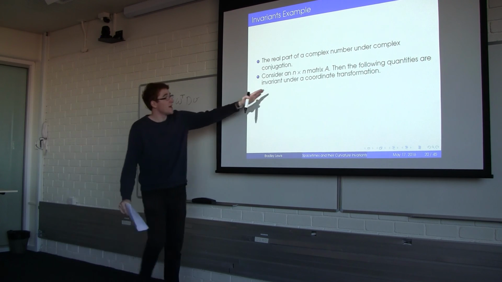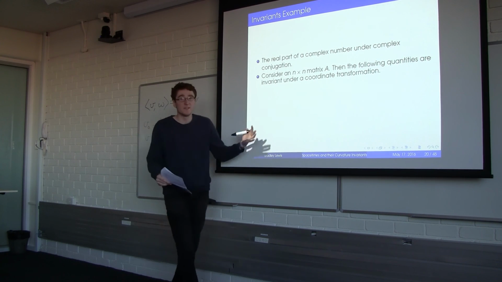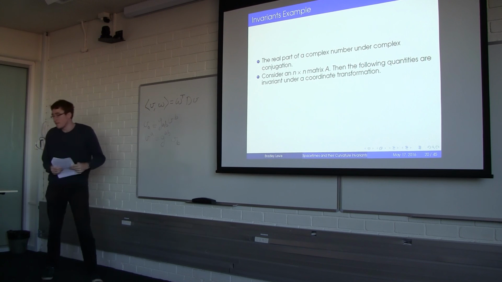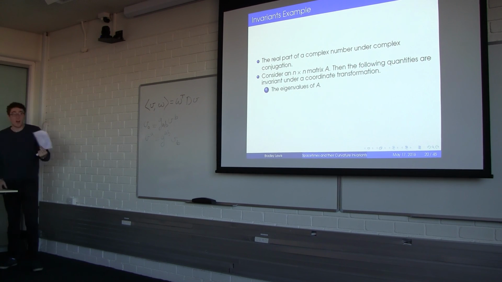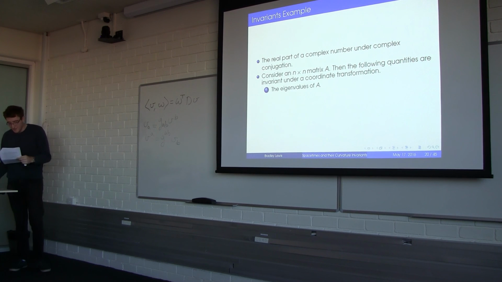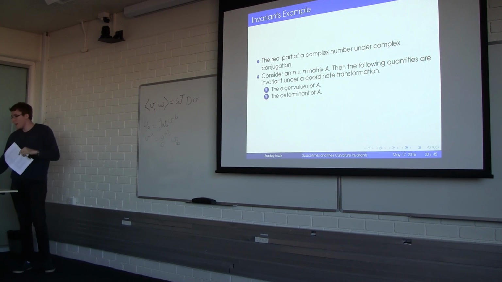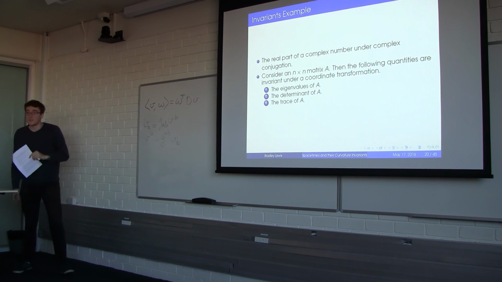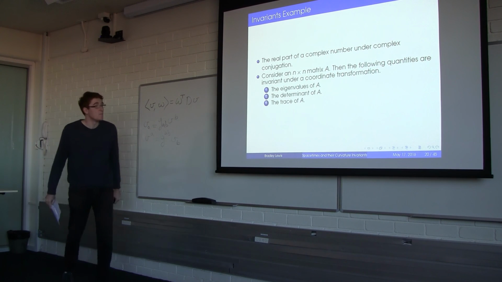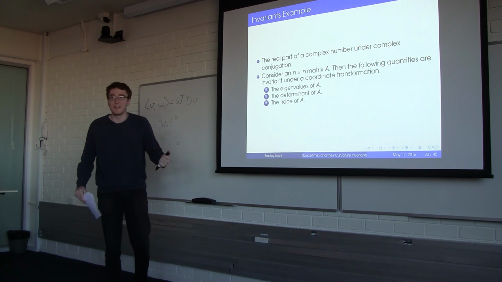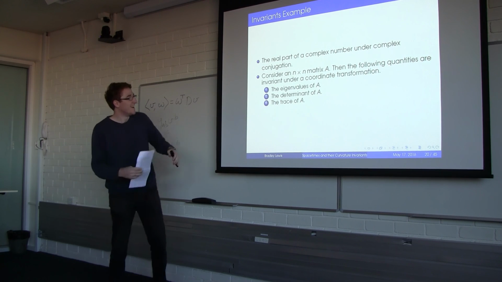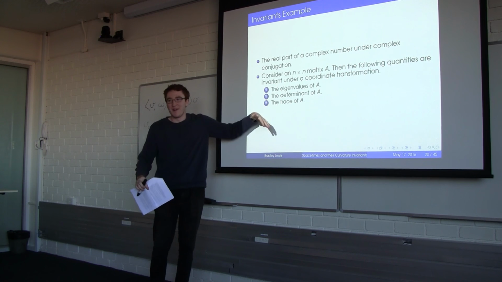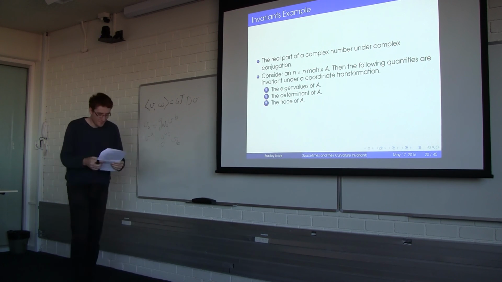If we consider an n by n matrix A, then the following quantities are invariant under a coordinate transformation. These are all results from linear algebra, which hopefully everyone has seen. So the eigenvalues of A don't change under a coordinate transformation. The determinant of A does not change. And importantly for what we're going to do, the trace of A doesn't change. Since our tensors can really be thought of as big matrix-type things, these are going to be quite relevant in the way we define our invariants.